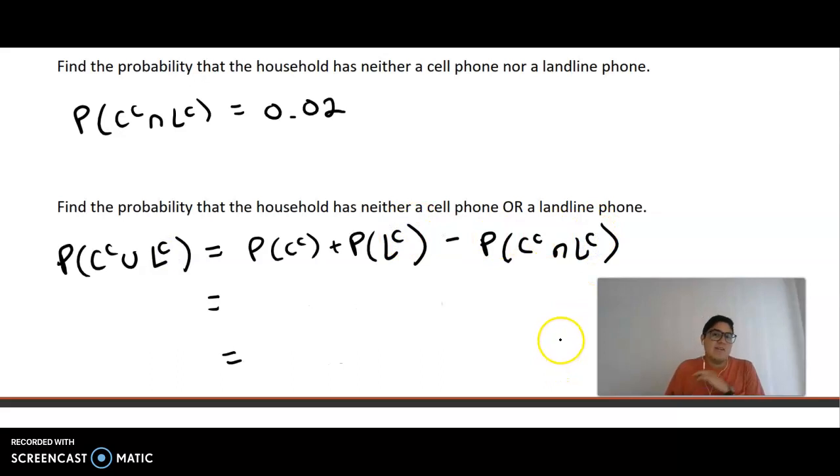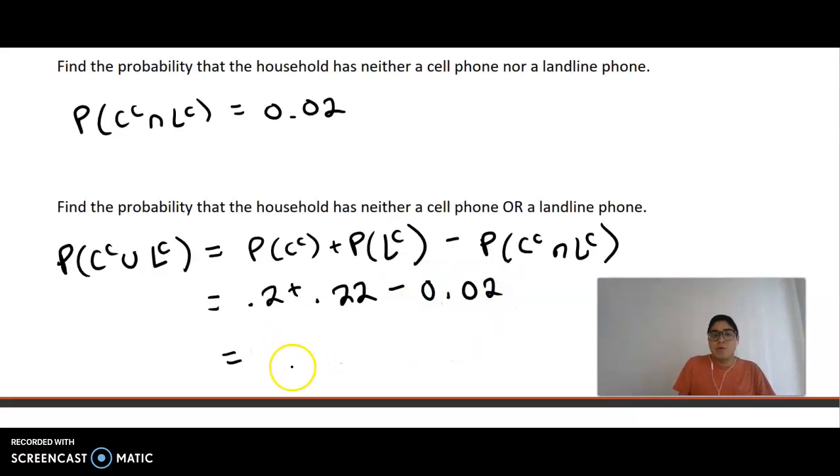Neither a cell phone or, if we just want the probability they don't have either or. So the probability they did not have a cell phone was 0.2, and the probability they did not have a landline was 0.22, and the probability that they did not have a landline and they did not have a cell phone was 0.02. So summing that together will give me a 40% chance that they either did not have a cell phone or they did not have a landline.